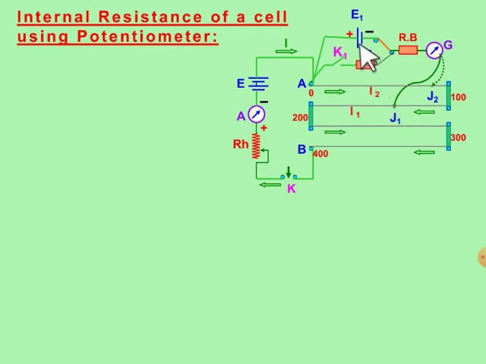Then in this case, as some current is drawn from this cell E1, we will not call it the EMF, rather we will call it the potential difference of this cell E1. Let that potential difference of the cell E1 be denoted by V1. Then what happened?